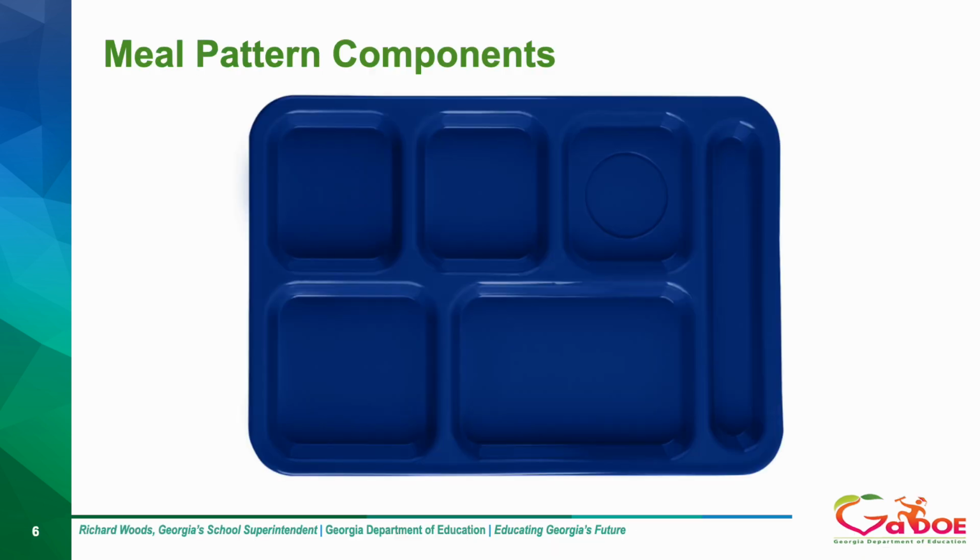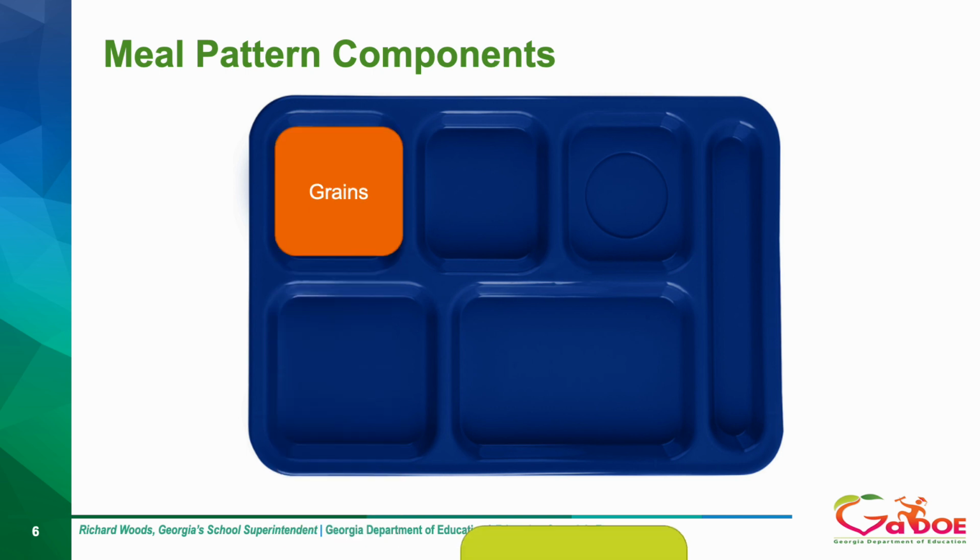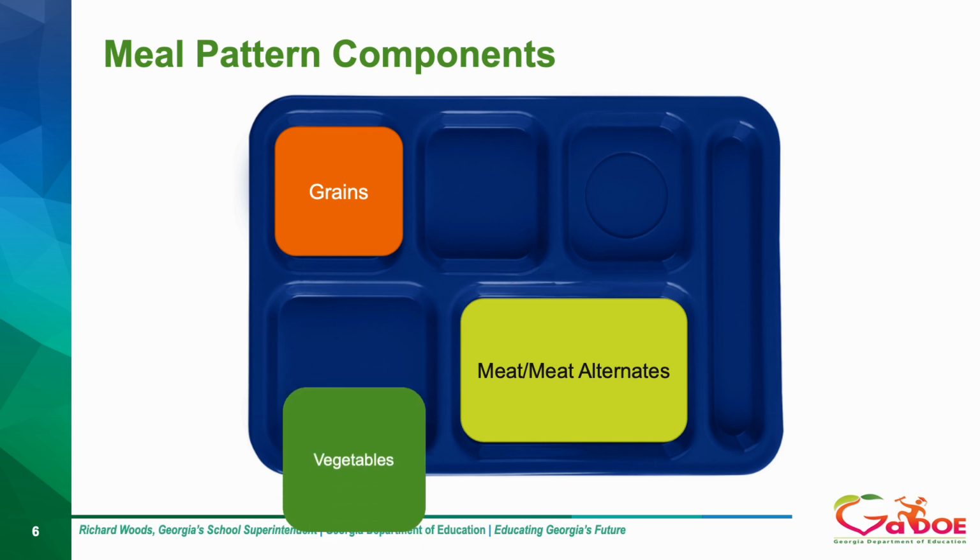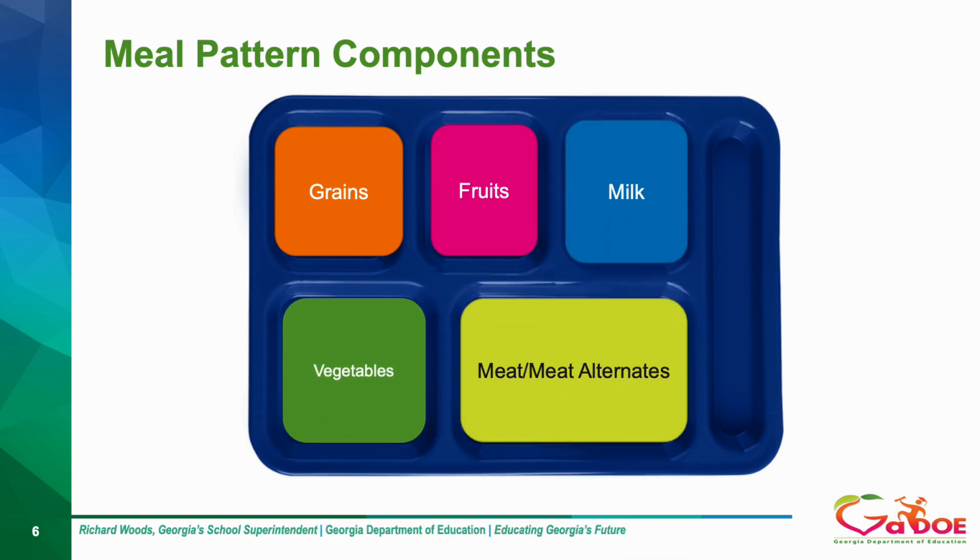Like MyPlate, there are 5 meal components that must be offered to students at lunch. They include grains, meat alternates, vegetables, fruits, and milk. The amounts that must be offered to children in each component vary based on the ages served. There are daily and weekly requirements for each grade group.